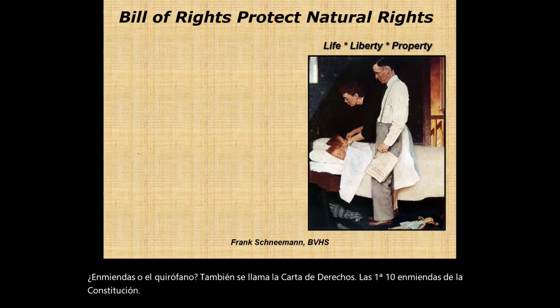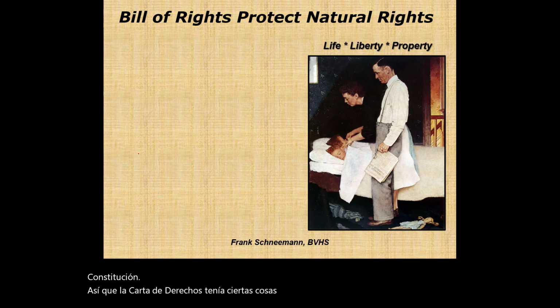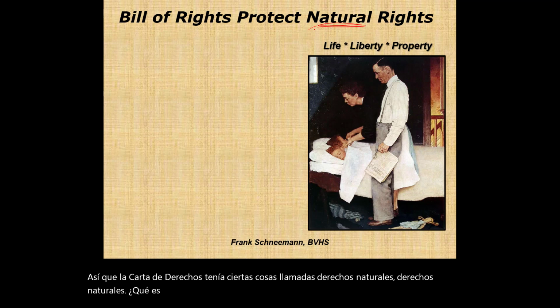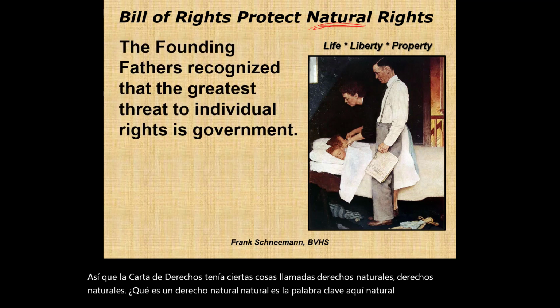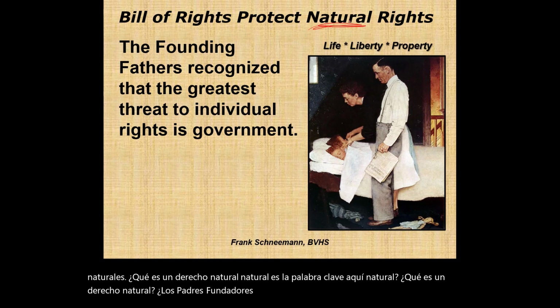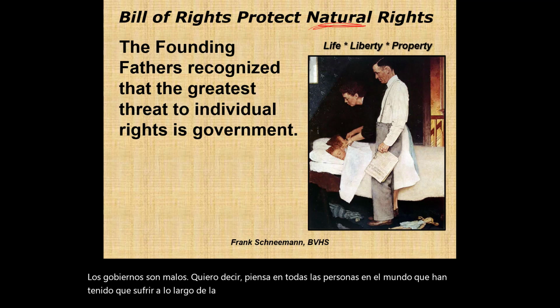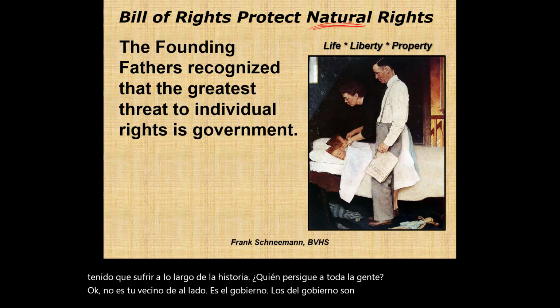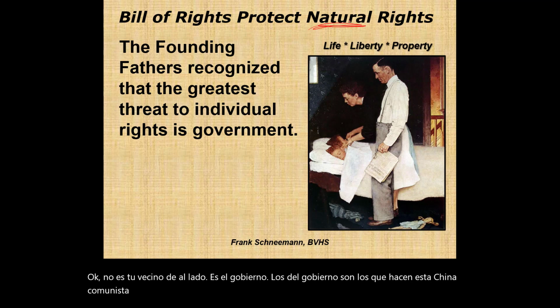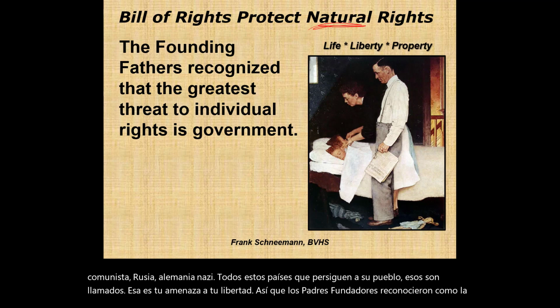So the Bill of Rights has certain things called natural rights. What is a natural right? Natural is the key word here. The Founding Fathers recognized that the greatest threat to individual freedom is the government. Governments are evil, guys. Think of all the people in the world that have had to suffer throughout history. Who does all the persecuting of people? It's not your next door neighbor, it's the government. Communist China, Russia, Nazi Germany, all these countries that persecute their people, that's your threat to your freedom. So the Founding Fathers recognized that the greatest threat to individual freedom was the government.